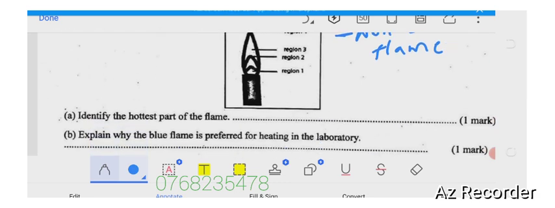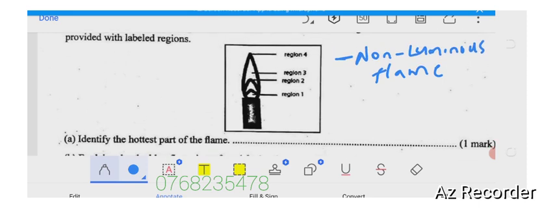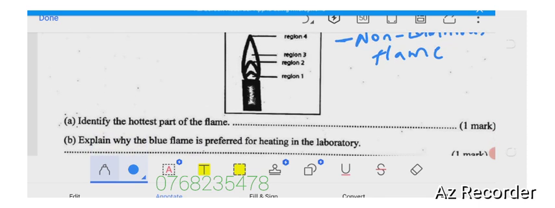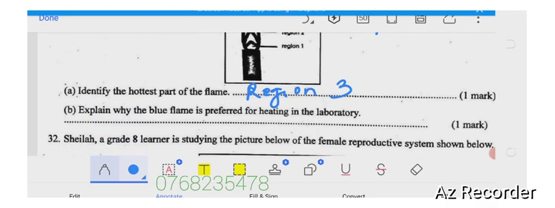So identify the hottest part. The hottest part of a non-luminous flame is the pale blue region, which in that diagram is region 3. Region 3, that's the hottest part of the flame, and you get your 1 mark.